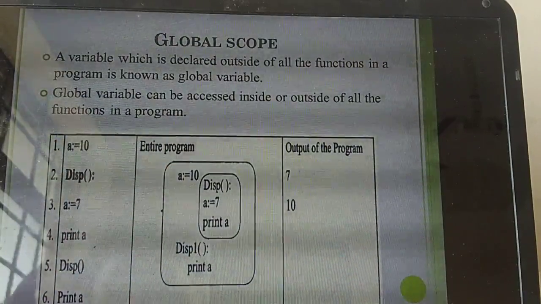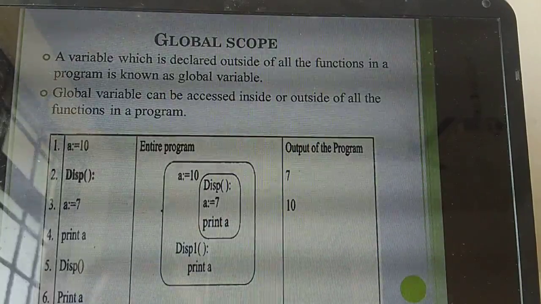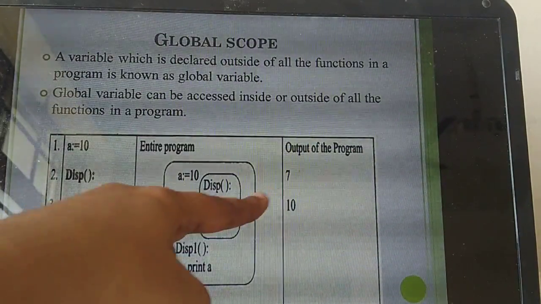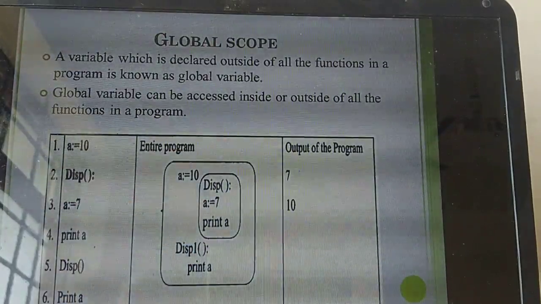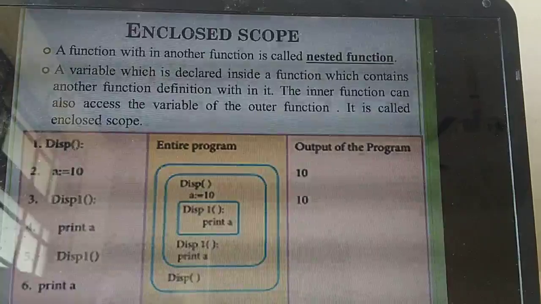Understand? Now this variable is accessed inside as well as outside the function. That is called global scope. That's the second output. First value of a is 7, this print a. Second value of a is 10. Understand now? Next. Next thing is enclosed scope.